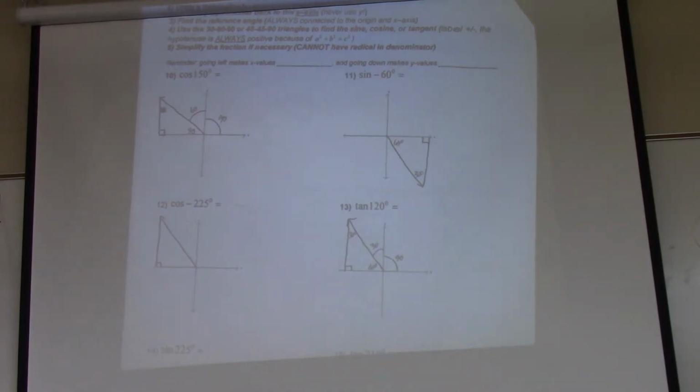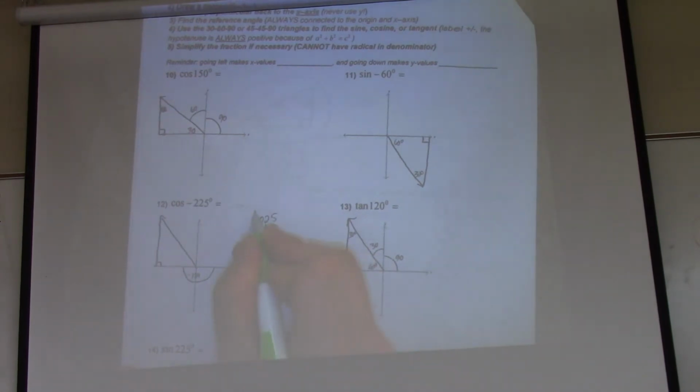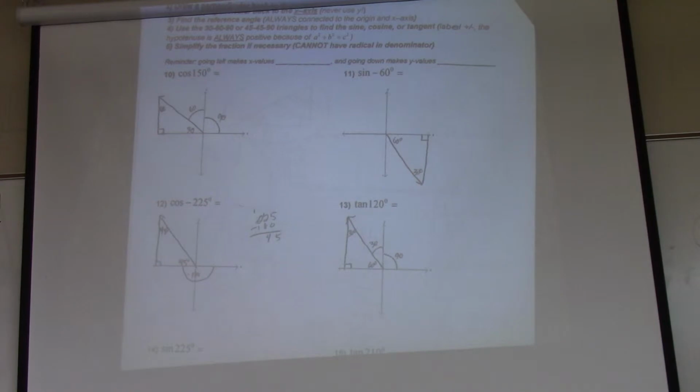Okay, look at number 12 though. This is a little different. From here to here is how many degrees? 180, right? And it's negative. How much more do I have to go to get to 225? Well, could I just go 225 minus 180? Yeah. Subtract it, I get 5, borrow, 4. Oh, so this is 45. So what does this one have to be? 45. Again, they are all going to be either 30, 60, 90, or 45, 45, 90. That's kind of hard to see, but that's a 45.